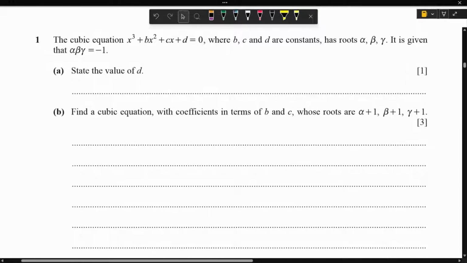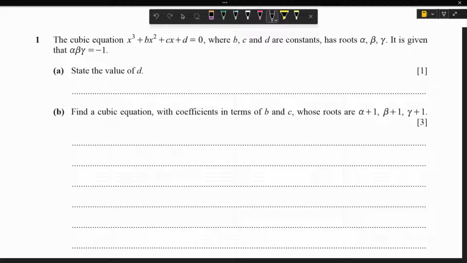We're starting with question number 1, which says the cubic equation x cubed plus bx squared plus cx plus d equal to 0, where b, c, and d are constants, has roots alpha, beta, gamma. It is given that alpha beta gamma is equal to -1. State the value of d.